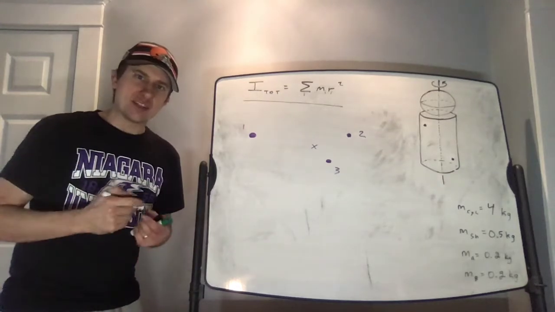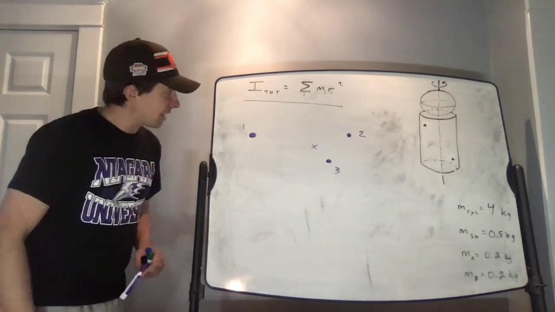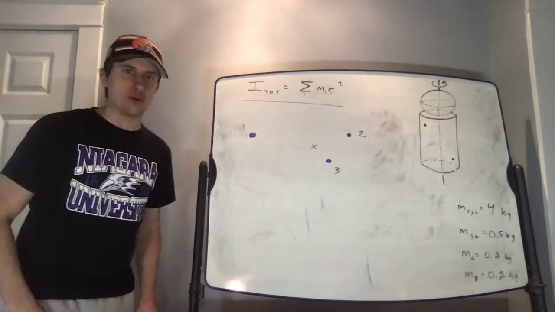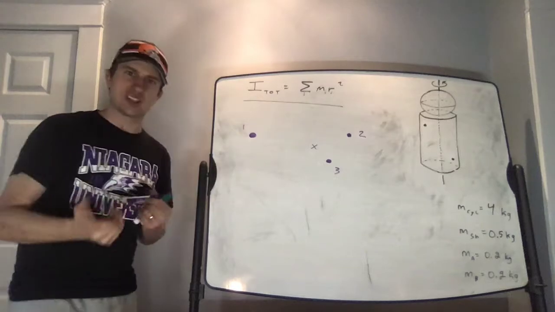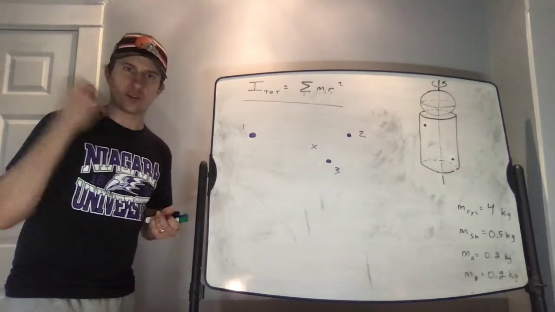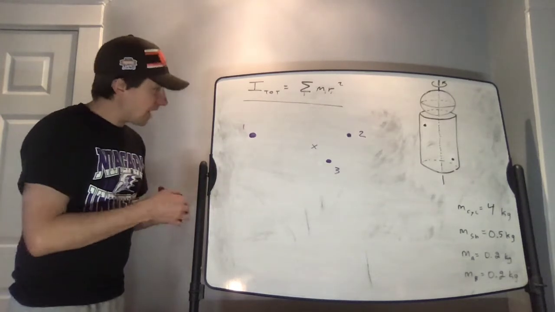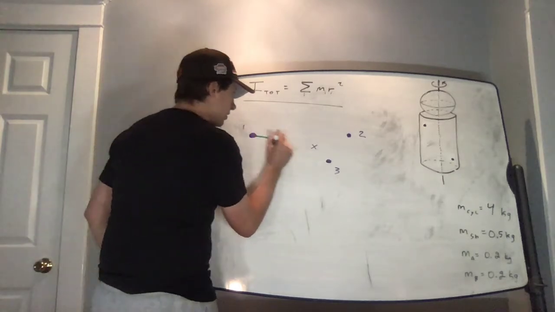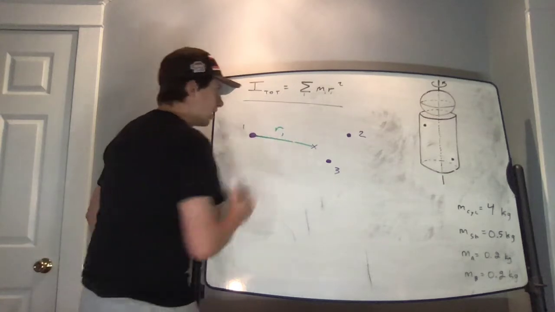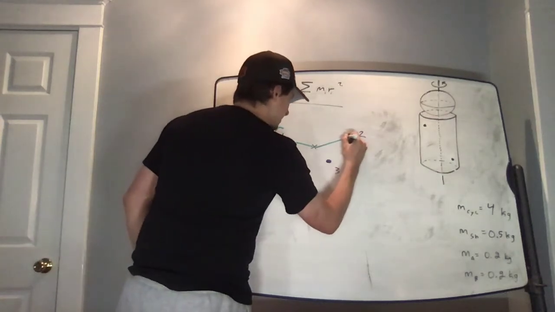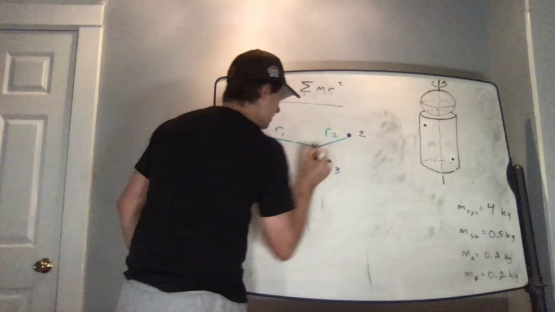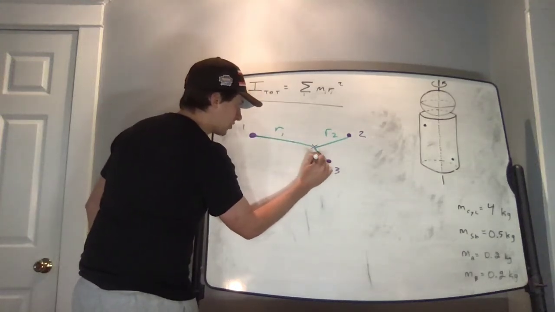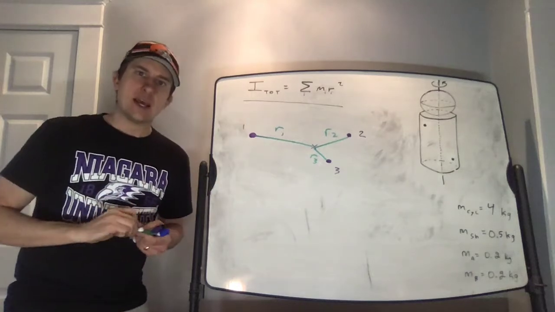Now, from looking at this picture and the way it's drawn, I could see that particle 3 is the closest particle to the central point. Particle 1 is the furthest particle from that central point of rotation. So I could say particle 1 lies at a distance r1 from that central point. Particle 2 lies at a distance r2 from that central point. And particle 3 lies at a distance r3 from that central point.